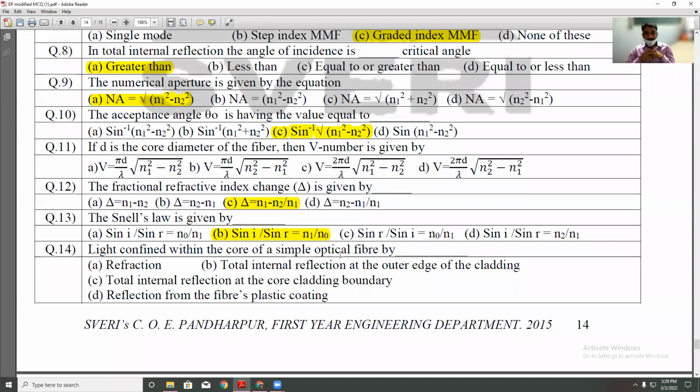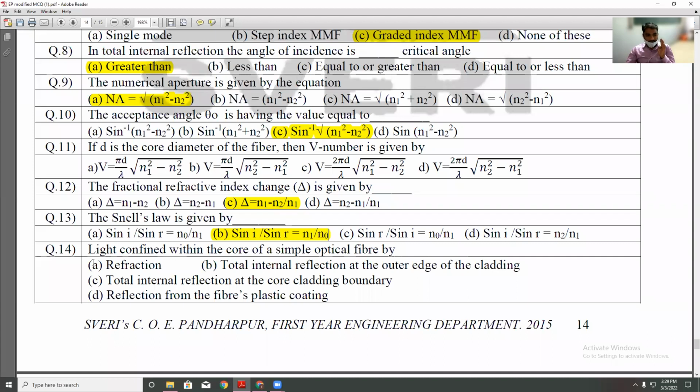So light is confined within the core of the simple optical fiber by refraction, total internal reflection at the outer edge of the cladding, total internal reflection at the core cladding boundary, and the reflection from the fiber's plastic coating. Read the options carefully. What is the MCQ? What is the question? Then you go to the first option, second, third, and fourth. Then you can select the correct option.